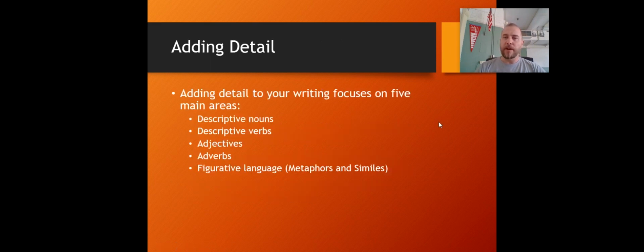And so when you're talking about adding details, you're really focusing on five main areas: descriptive nouns, descriptive verbs, adjectives, adverbs, and figurative language. And what I mean by that is metaphors and similes. These are really where the detail of your writing is going to come through. And if you're doing these, then no doubt your writing has quite a bit of detail to it.